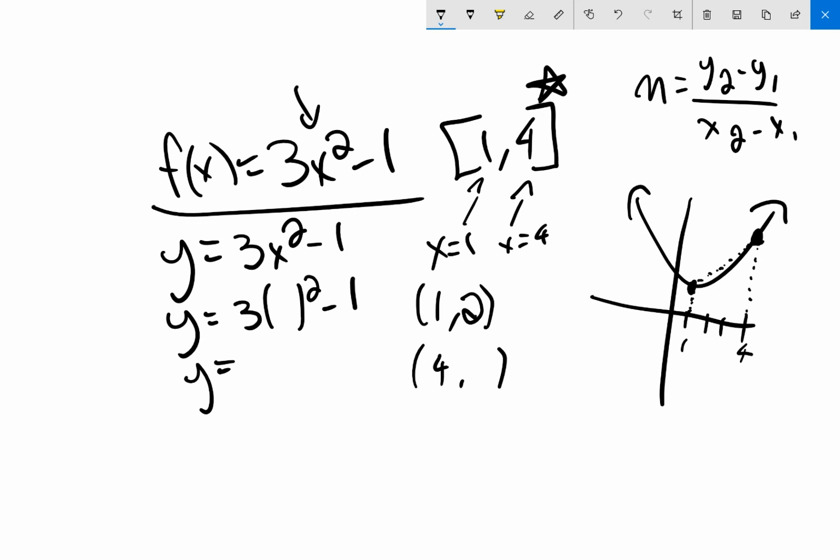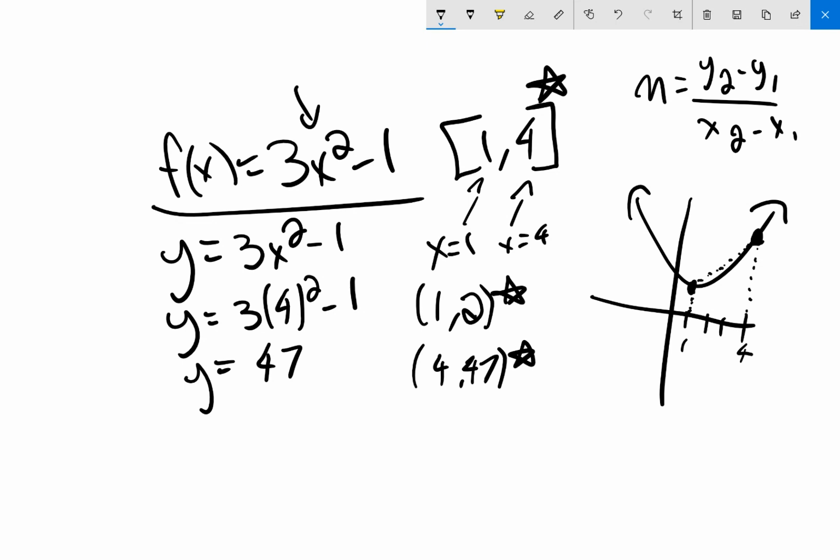So let me just erase it here, right? Let's plug in 4 for x. And if I evaluate this on my calculator, or try to do it by hand, this would be 47. So y equals 47. That means when x is 4, y is 47. Now I've got 2 points.